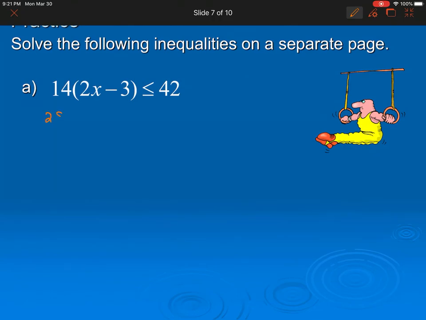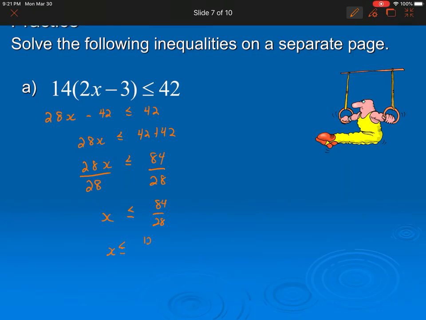So to solve this question, and there's a couple of ways you could do the steps here. For me, I do the distribution first, and I go, okay, I get 28x minus 42 is less than or equal to 42. And then I'd add 42 to both sides, and I get 28x is less than or equal to 42 plus 42. And I get 28x is less than or equal to 84. Then, to get x by itself, I divide both sides by positive 28. And since I'm dividing by positive, I'm not worried about switching this inequality, so it stays as less than or equal to, and I get 84 over 28.